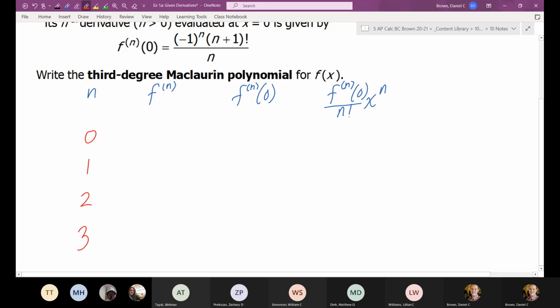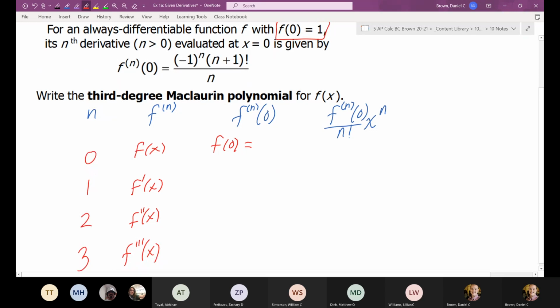Do we need to spend time finding each of the derivatives as you go down? Not quite. So this first one is going to be the original function, and then we have the first derivative, the second derivative, and the third derivative. We do want to evaluate it at 0. Well, we do know what f of 0 is. That was given to us. What was f of 0? 1. And again, that's coming from the initial condition.